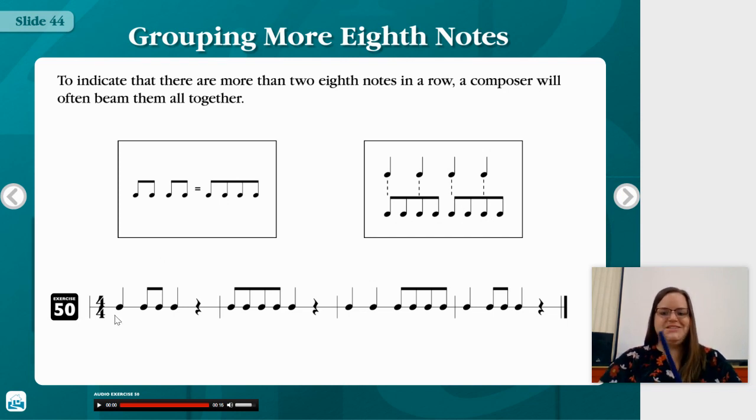All right, so let's try this together. Ready? Number 4. 1, 2. Ready? And ta, ti, ti, ta. Ti, ti, ti, ti, ta. Ta, ta, ti, ti, ti, ti, ta. Ti, ti, ta. Let's try it with the music, please. 1, 2, ready, begin.